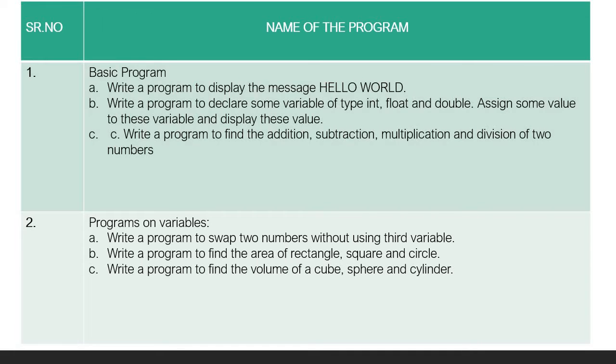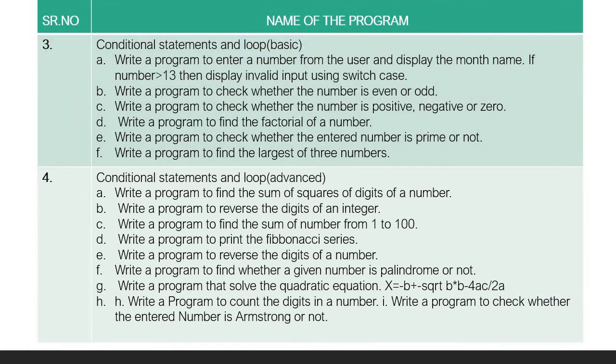Over here we are going to see the program to swap two numbers without using a third variable. Next program is to write a program to find the area of a rectangle, square and circle. Third one is to find the volume of a cube, sphere and cylinder.